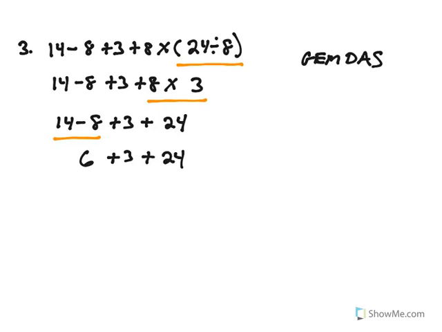And then as you continue to read it from left to right, you do 6 plus 3, which is 9. And then 9 plus 24 will give me 33. And that is my final answer when you simplify it. Okay?